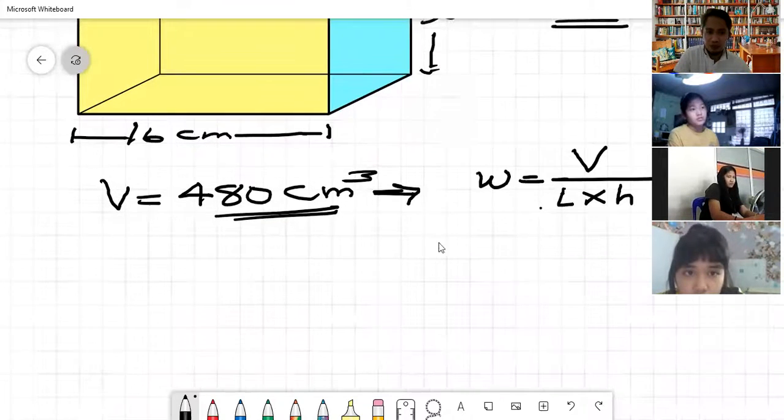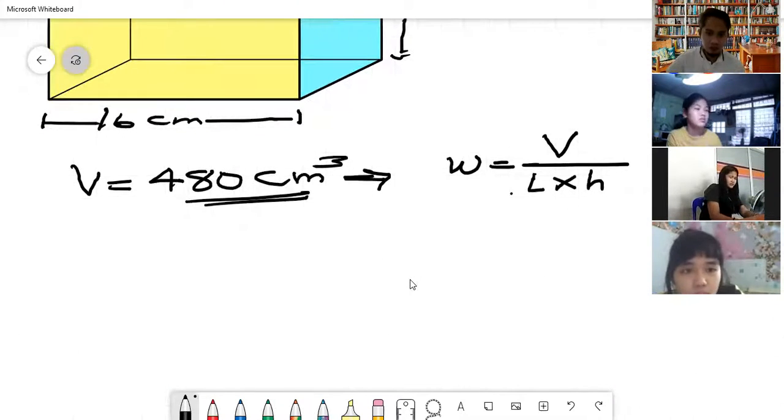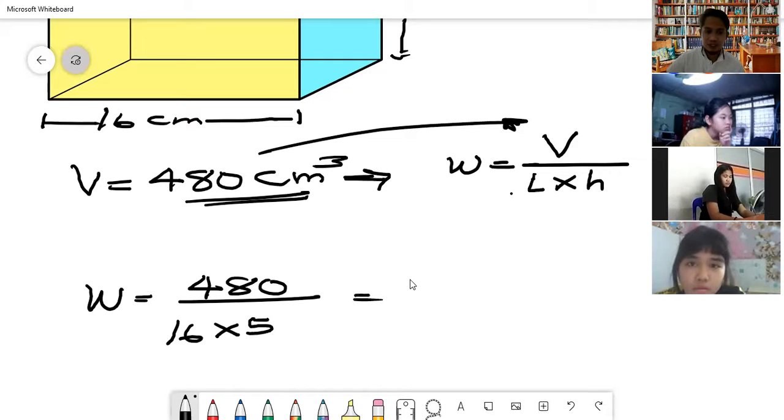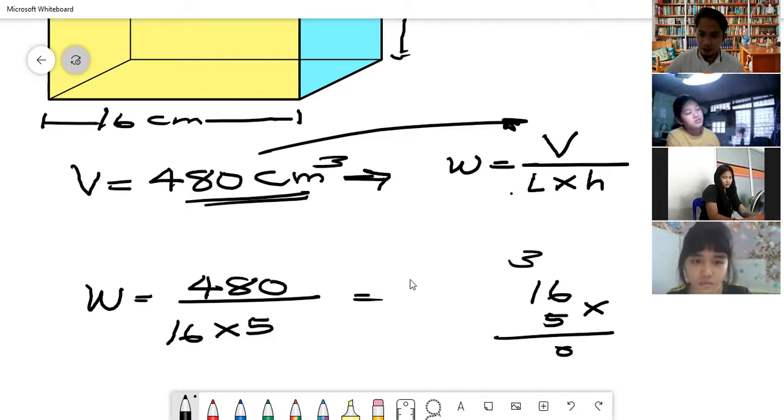So what is the volume here? W is equal to 480. The length is 16 times, what is the height? 5. So 16 times 5 first. 80. 16 times 5, 5 times 6 is 30, 5 times 1 is 5 plus 3 is 8, so 80. So the denominator is 80. And the volume is 480.